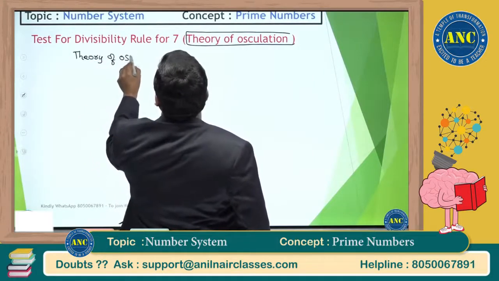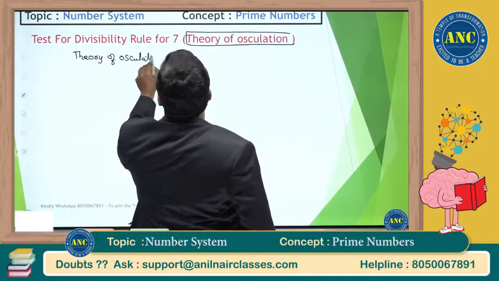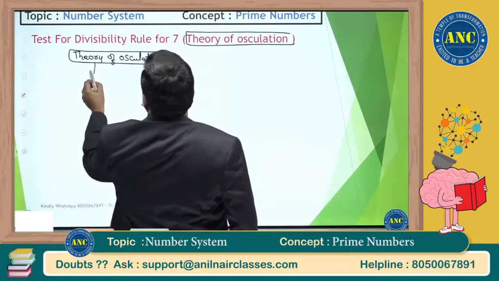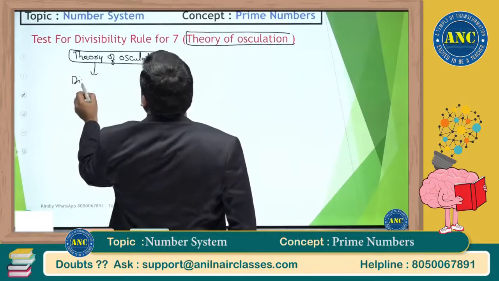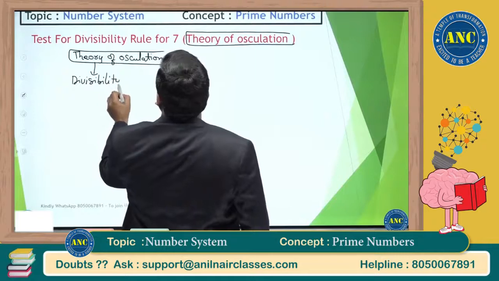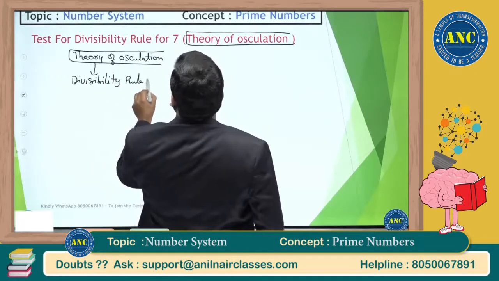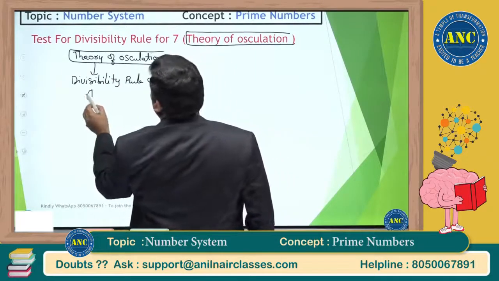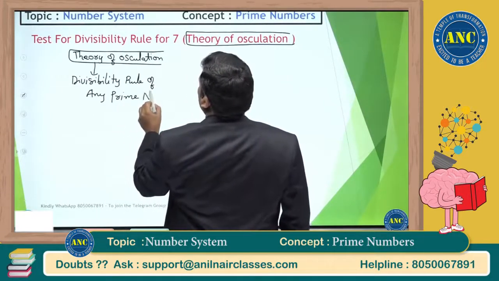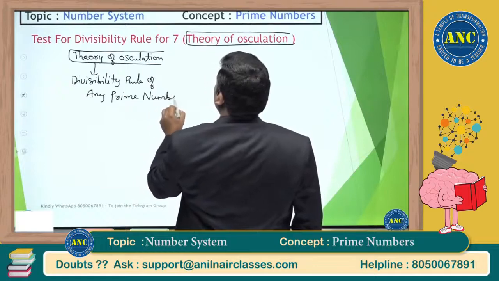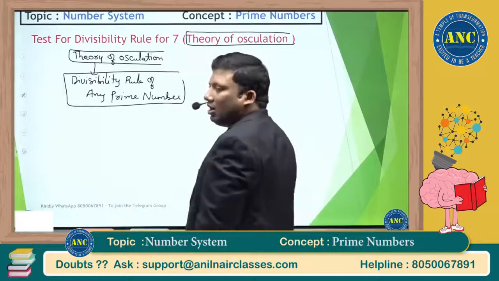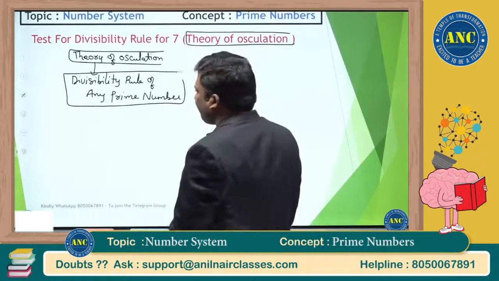Theory of osculation. What is this theory? How does it help us? Theory of osculation helps us in finding the divisibility rule of any prime number. By using the theory of osculation, you can find the divisibility rule of any prime number.